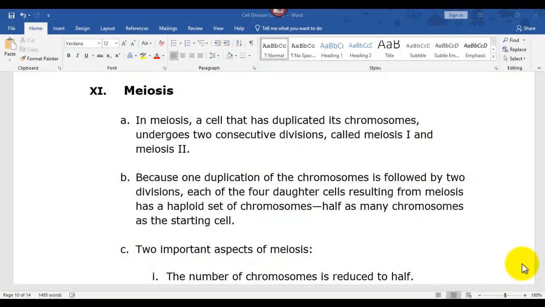Okay, in meiosis, it is different than mitosis. It does have the same names for all the stages. There's still prophase, metaphase, anaphase, and telophase. But meiosis has two stages to it.